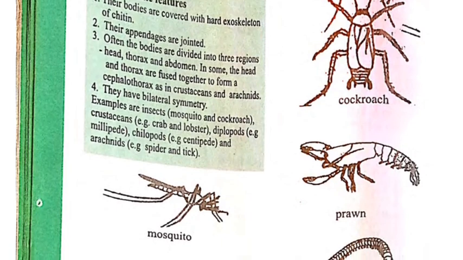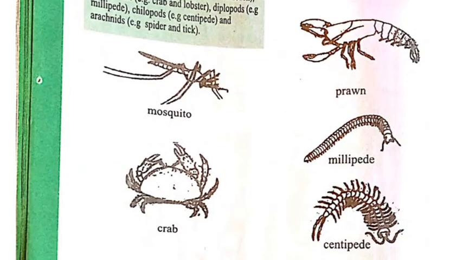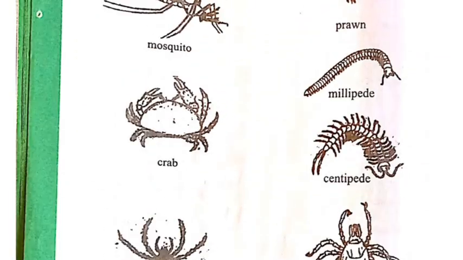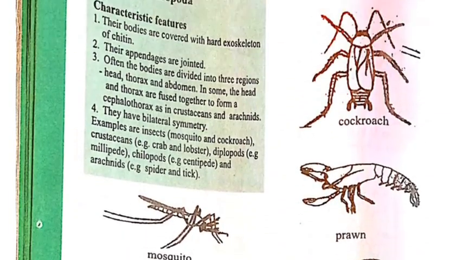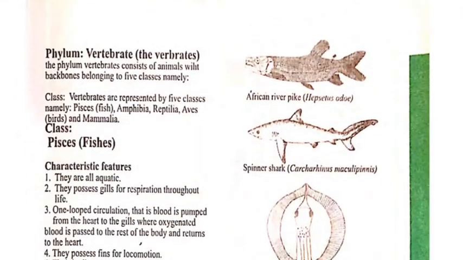So they have bilateral symmetry. Examples are insects such as mosquito, cockroach, crustaceans, diplopods, chilopods, and arachnids. That's Arachnida. Examples: we have mosquito, crab, spider, tick, centipede, millipede, prawn, cockroach. Okay, that's all.